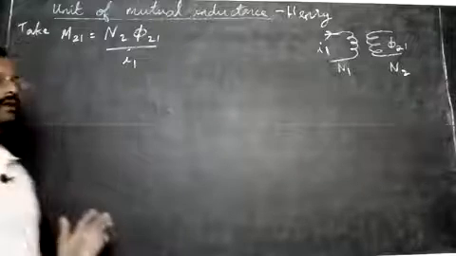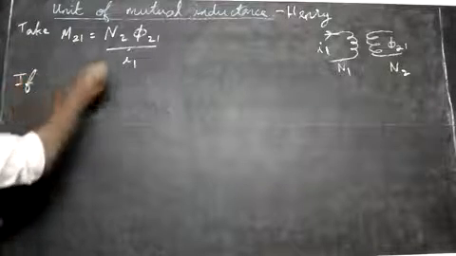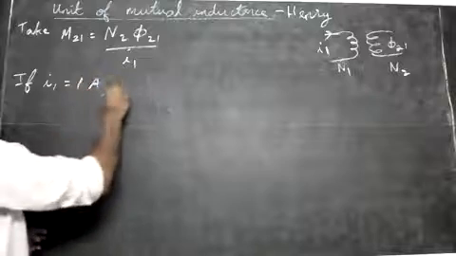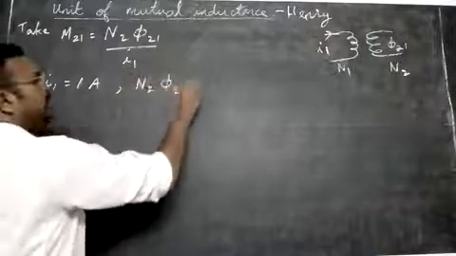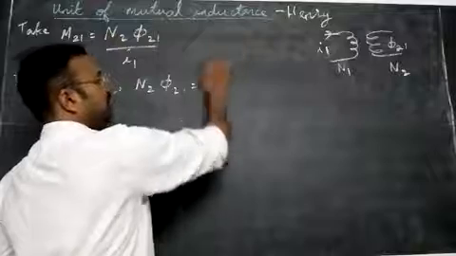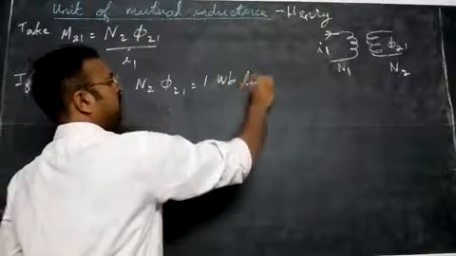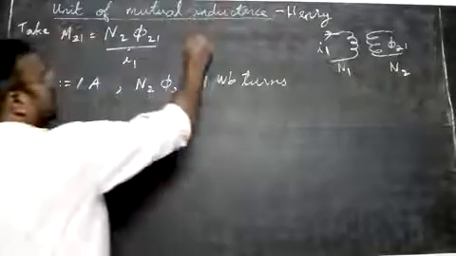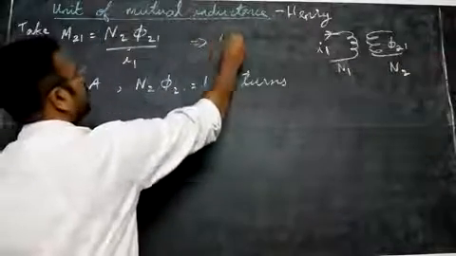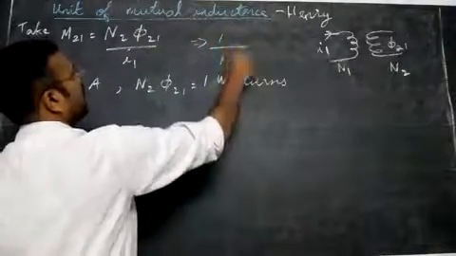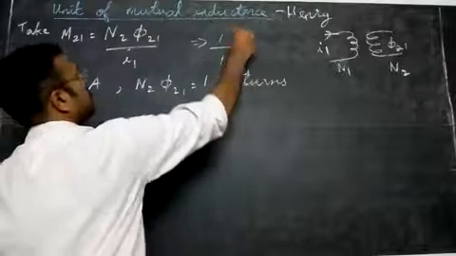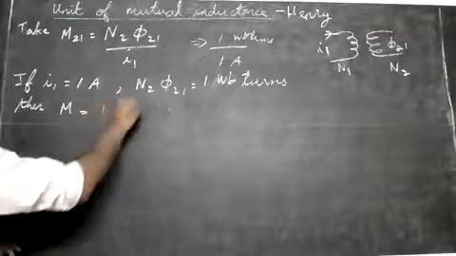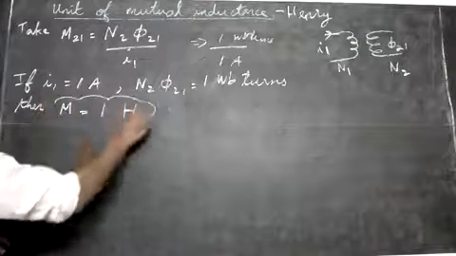Now let's see this case. If I1 is equal to 1 ampere, and we want everything to be 1, then N2 phi 21 is 1 Weber turns. So everything becomes 1 here. Down you have 1 ampere, and here you have 1 Weber turn. Then you can say mutual inductance M is equal to 1 Henry. In this case mutual inductance will be equal to 1 Henry.